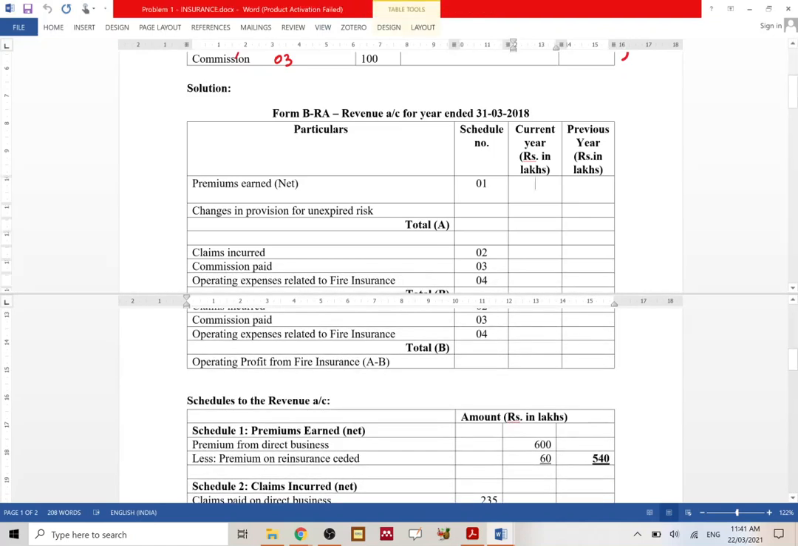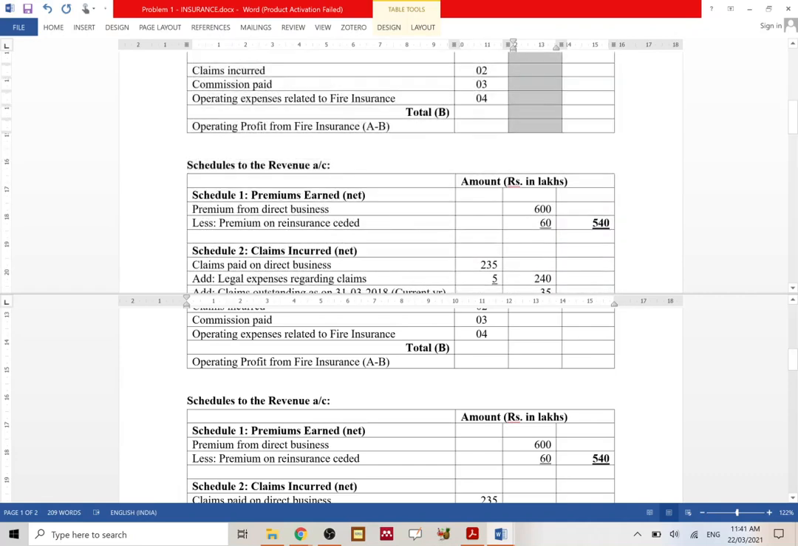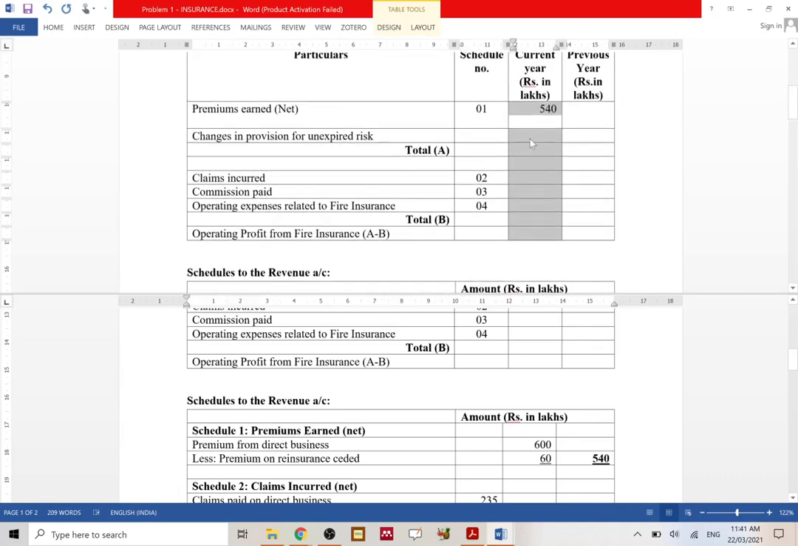First one, premiums earned, that is the net premium after deducting any premium on reinsurance and adding any premium on reinsurance accepted. After doing all those adjustments, the final amount that we have is 540. Then in case of changes in the provision for unexpired risk, we haven't come to that yet. We will do the working note on it.